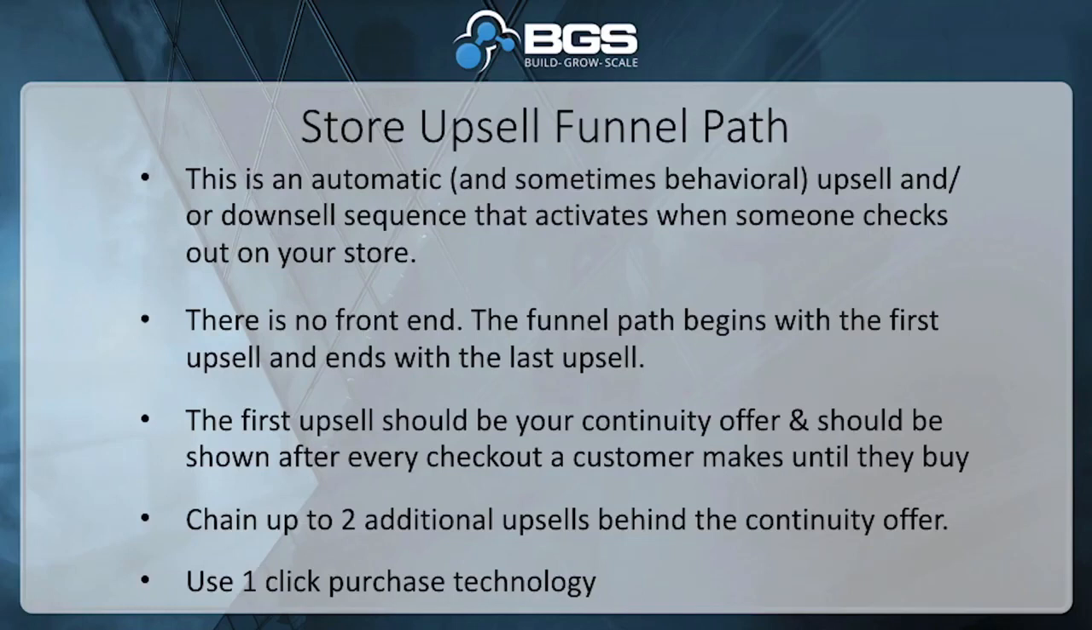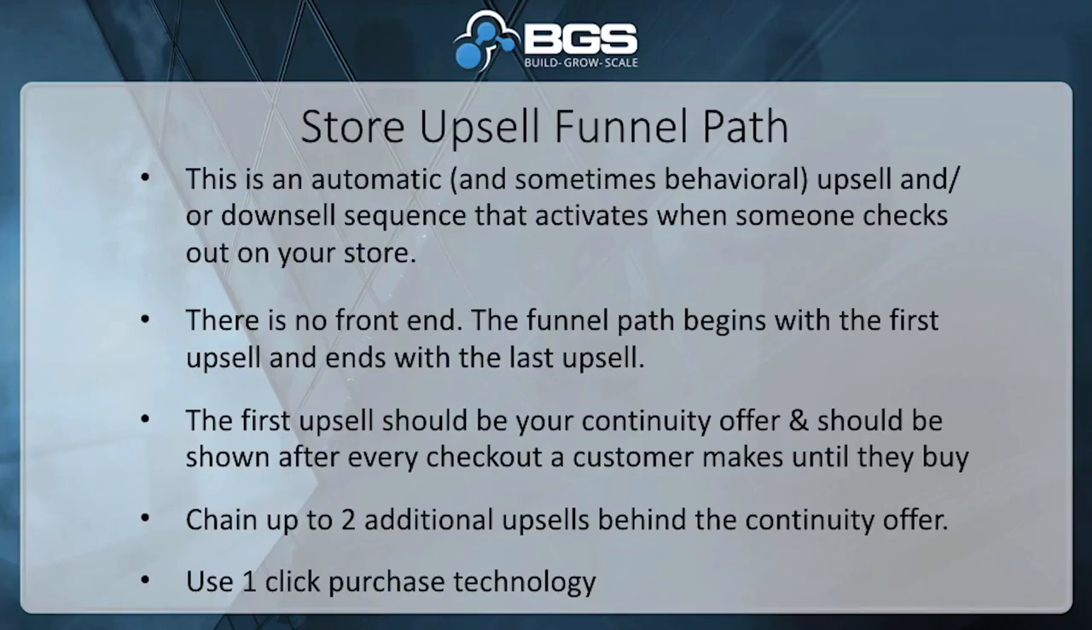So the path begins with the continuity offer. Whatever is in the cart when they check out becomes the front end. And then the first upsell they see is the continuity, no matter what combination of stuff is in the product. And if it's behavioral, it would show them the continuity offer unless they already own it. And then we don't show it to them because we can behaviorally track that.